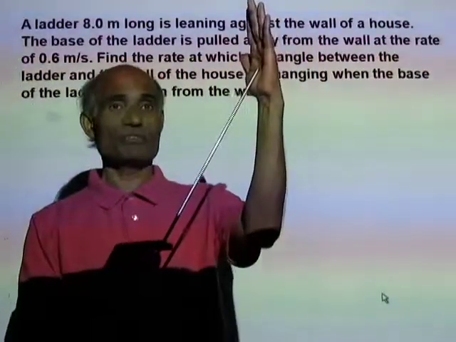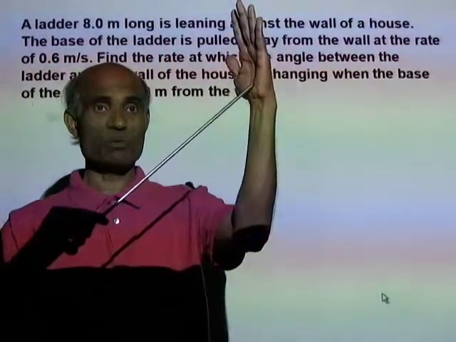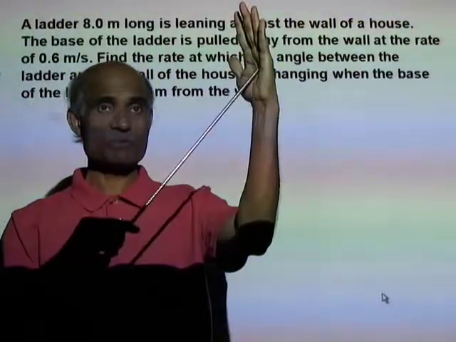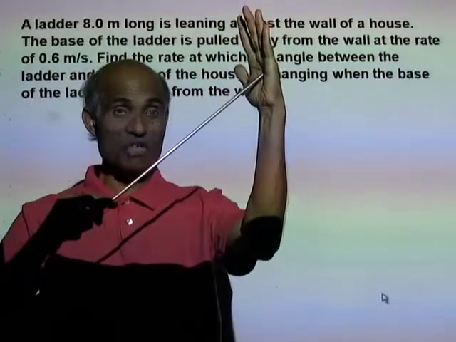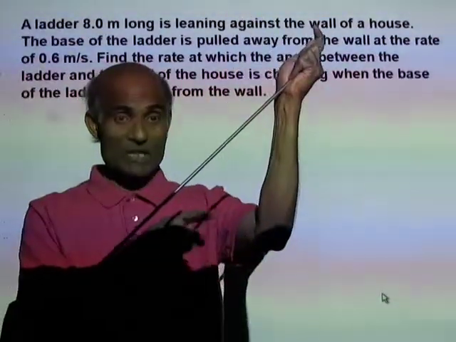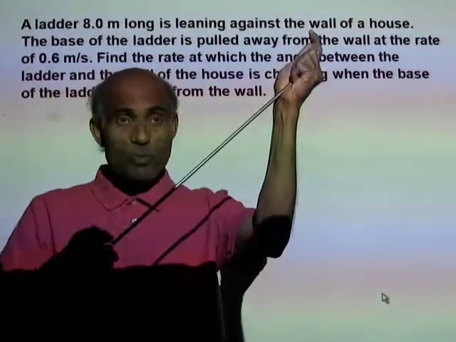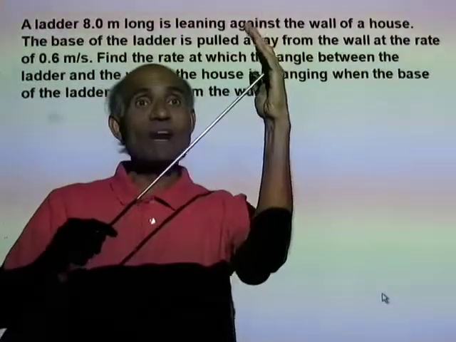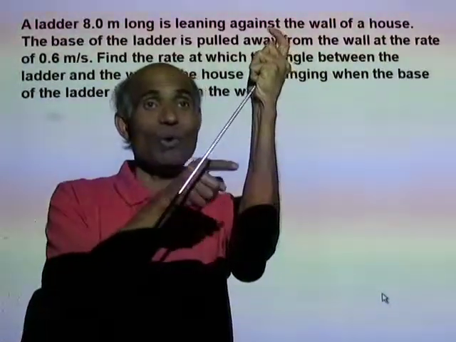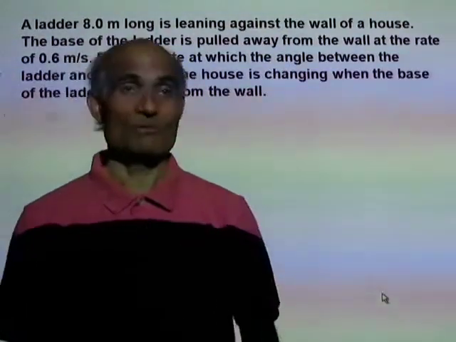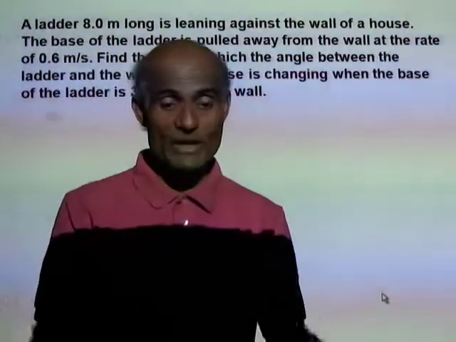Now, if my hand is the wall, this is the ladder. As the base gets pulled away, you can see that the angle between the wall and the ladder changes. As the rate at which the base is pulled away is given, you need to find the rate at which the angle between the ladder and the wall is changing. Well, first of all, can you picture it? Can you draw a diagram?